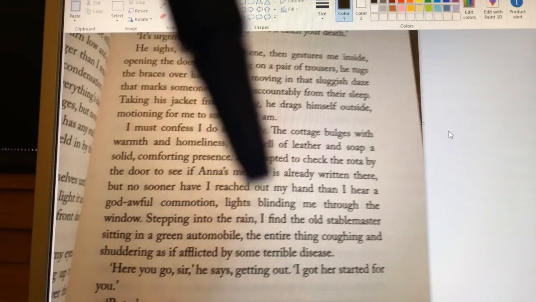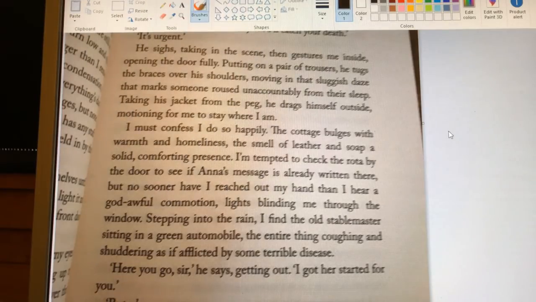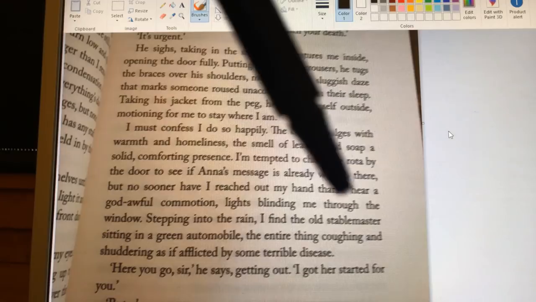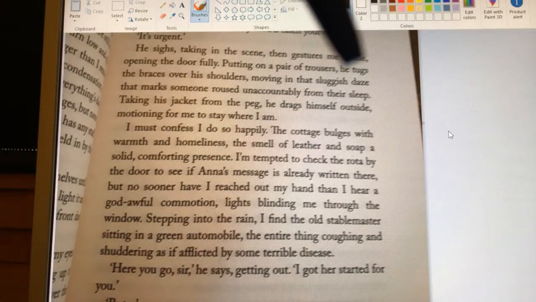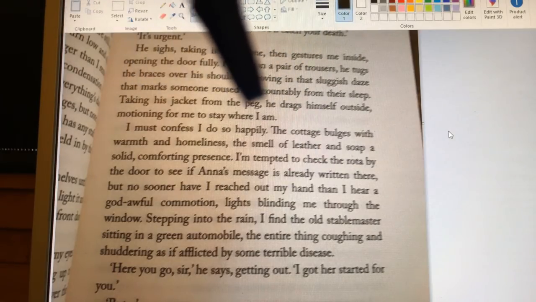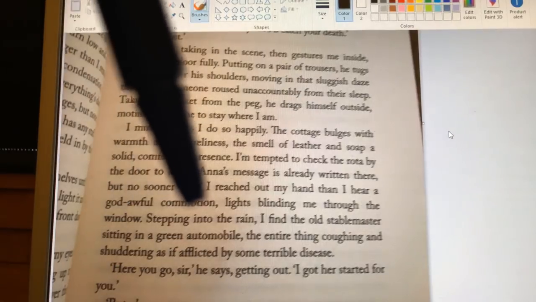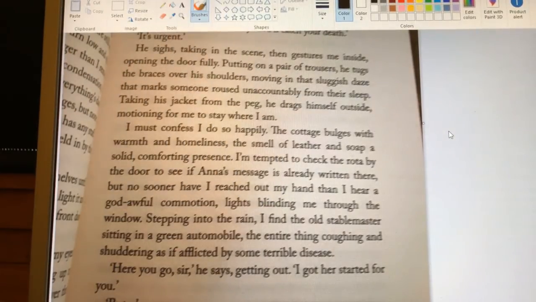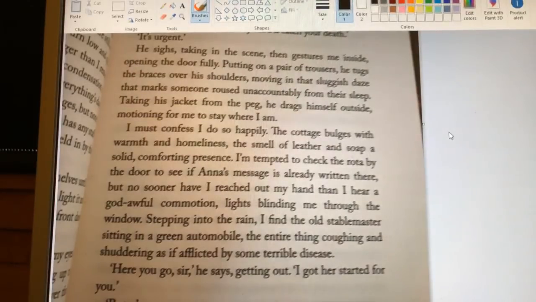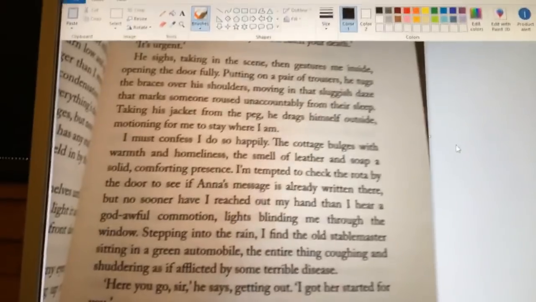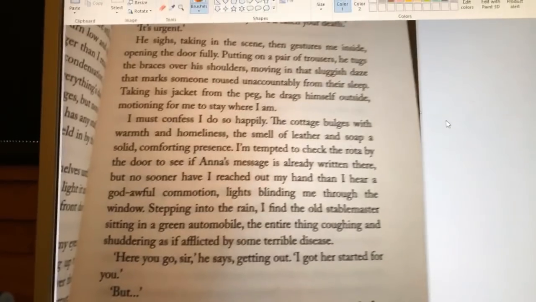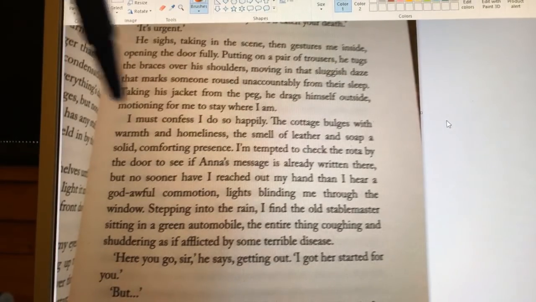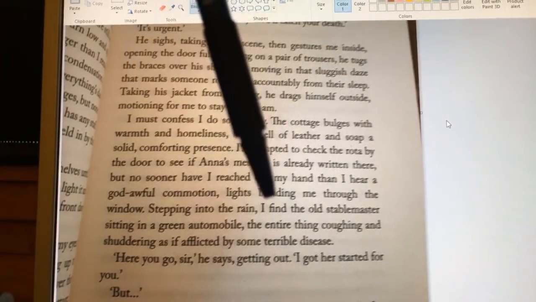Stepping into the rain, comma, I. Well, this is exactly the same as up above where we had putting on a pair of trousers, he, and we had taking his jacket from the peg, he, and now we've got stepping into the rain, comma, I. Again, we've got a participle phrase at the beginning. Okay, that's a participle phrase, stepping into the rain. And then it describes the subject of the main clause, I.